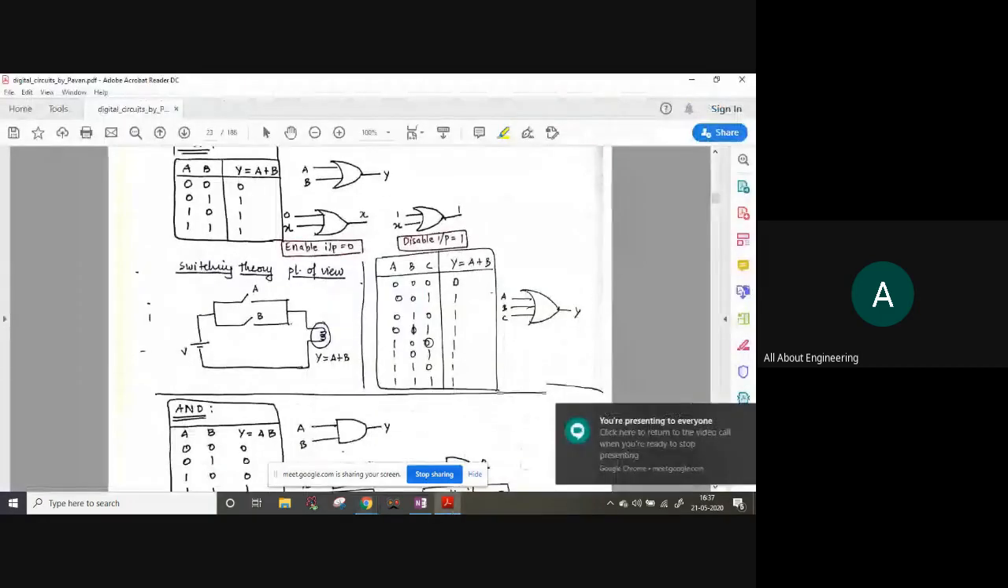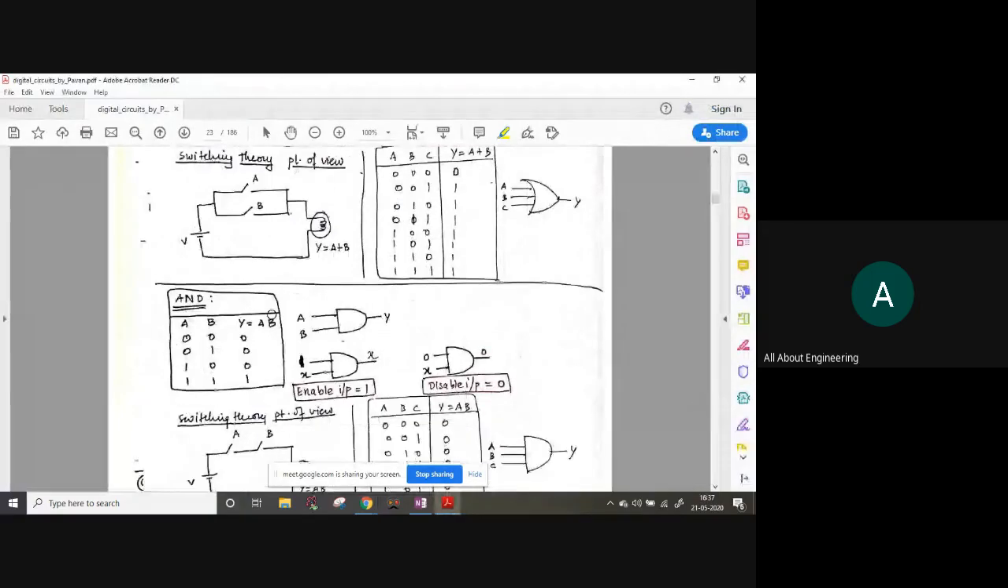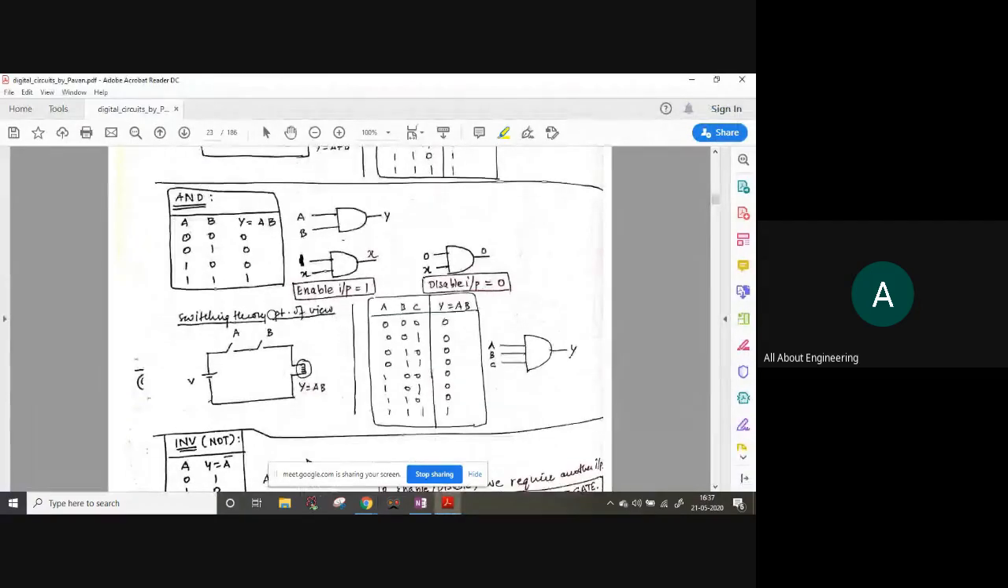Now I am going for the next gate, that is AND gate. This is also similar. The electrical connection will be, those two switches will be in series with each other. Now 0 indicates the switch is open and 1 indicates the switch is closed. So 0 indicates that the switch is open, so there is no path for current to flow. That's why the output will not glow.